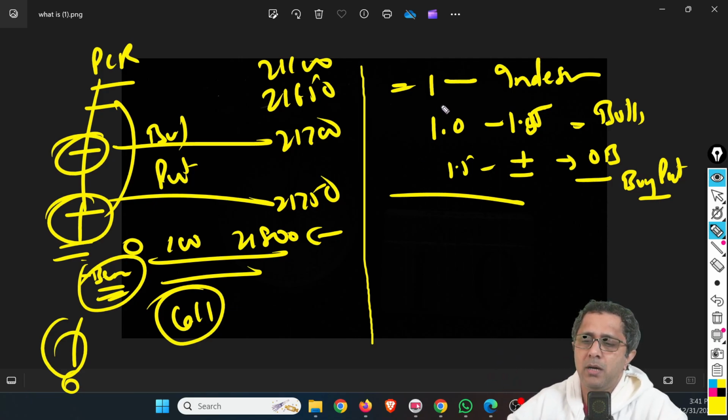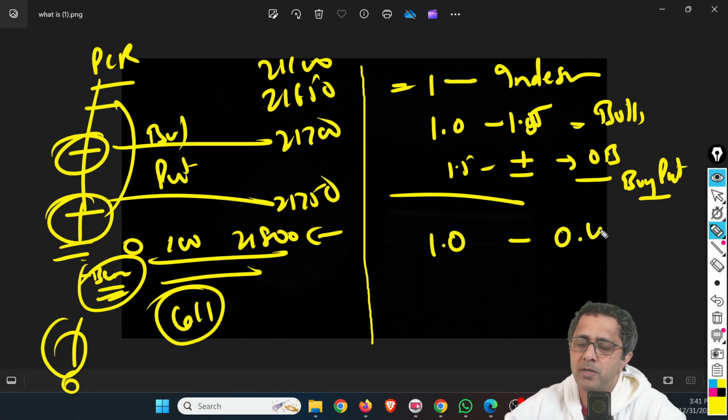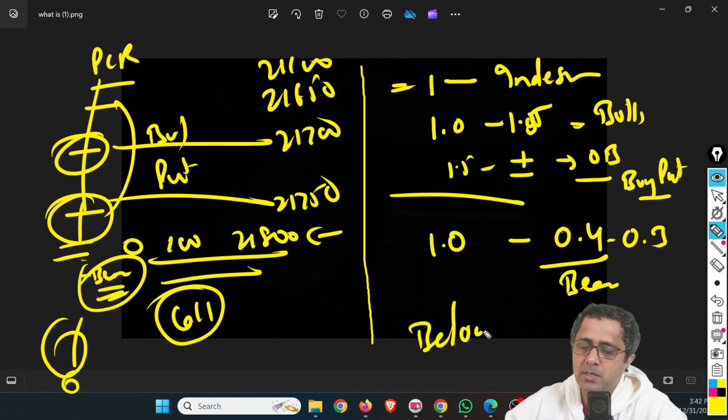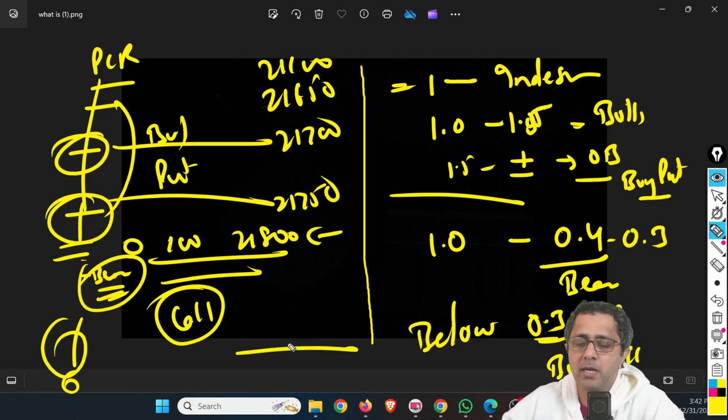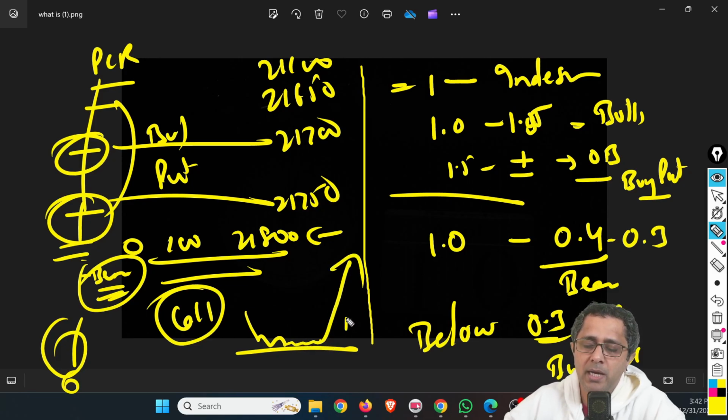Then once again, 1 is indecisive, then 0.4, or I would say 0.3 these days, and this is bearish. Below 0.3 we say oversold, and here it's time to buy call. Here also you first have to check that the stock has stopped falling and it is holding, and then it started to rise, then you can buy call. So this is how we interpret PCR values. This is how we find PCR values and how you can utilize PCR values in your options. Now you know all about it.